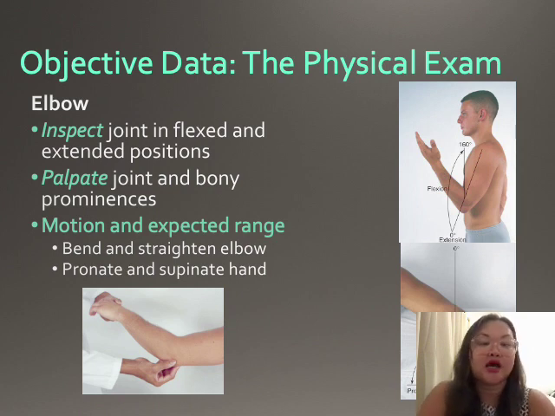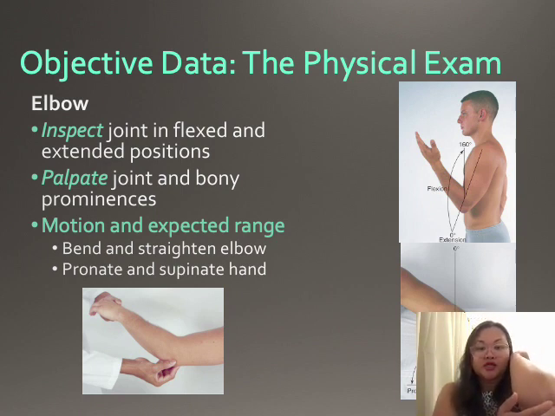Then we're moving on to the elbow. You're going to inspect the size and contour in both a flexed and an extended position. Again, you're looking for redness, swelling, deformities. You're going to check that olecranon bursa, making sure that there's no pain or swelling in there. You're going to palpate the elbow when it's at about a 70-degree angle, and then also when it's relaxed.